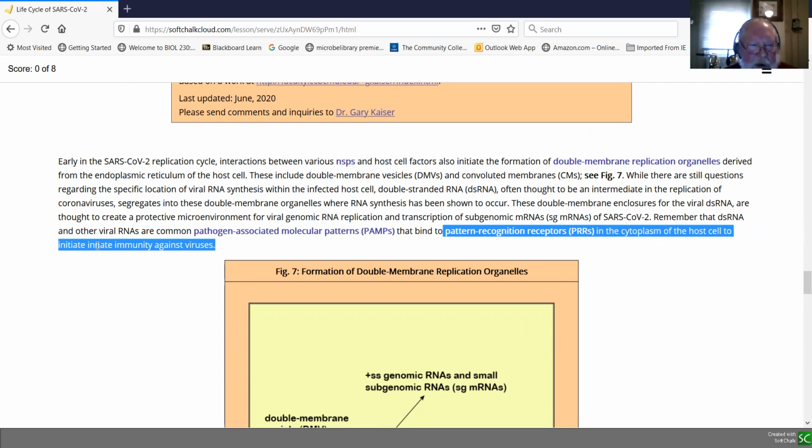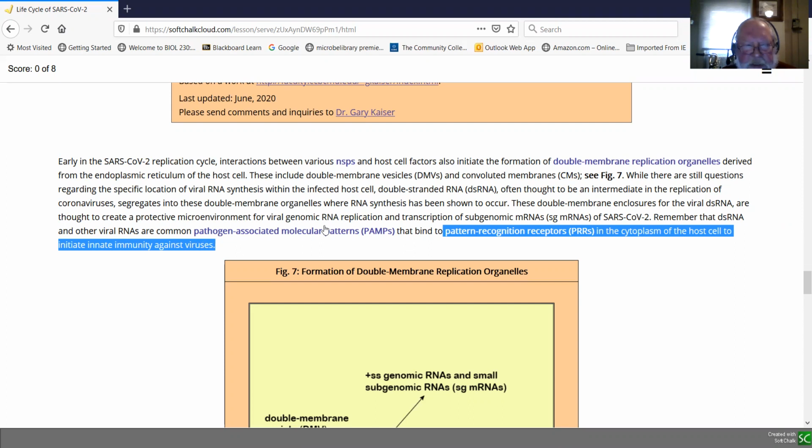is that most RNA viruses somewhere along the way produce some double-stranded RNA, which is not normally seen in human cells. And so these act as PAMPs, and these bind to pattern recognition receptors in the cytoplasm to begin innate immunity and lead to the production of interferons and things like that.